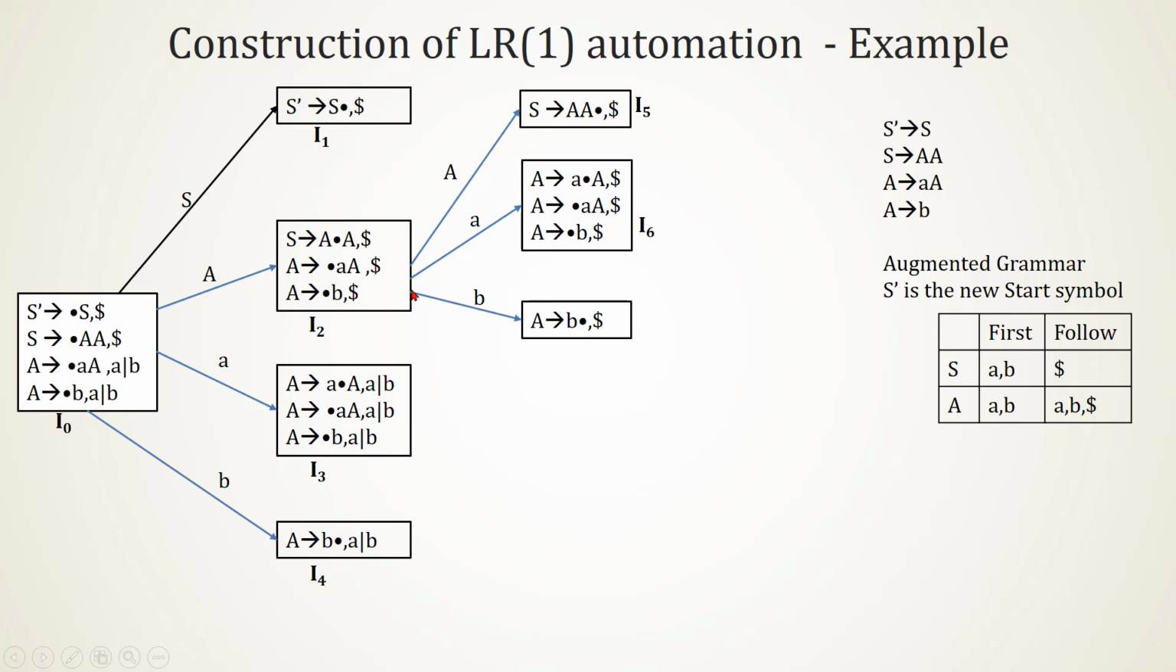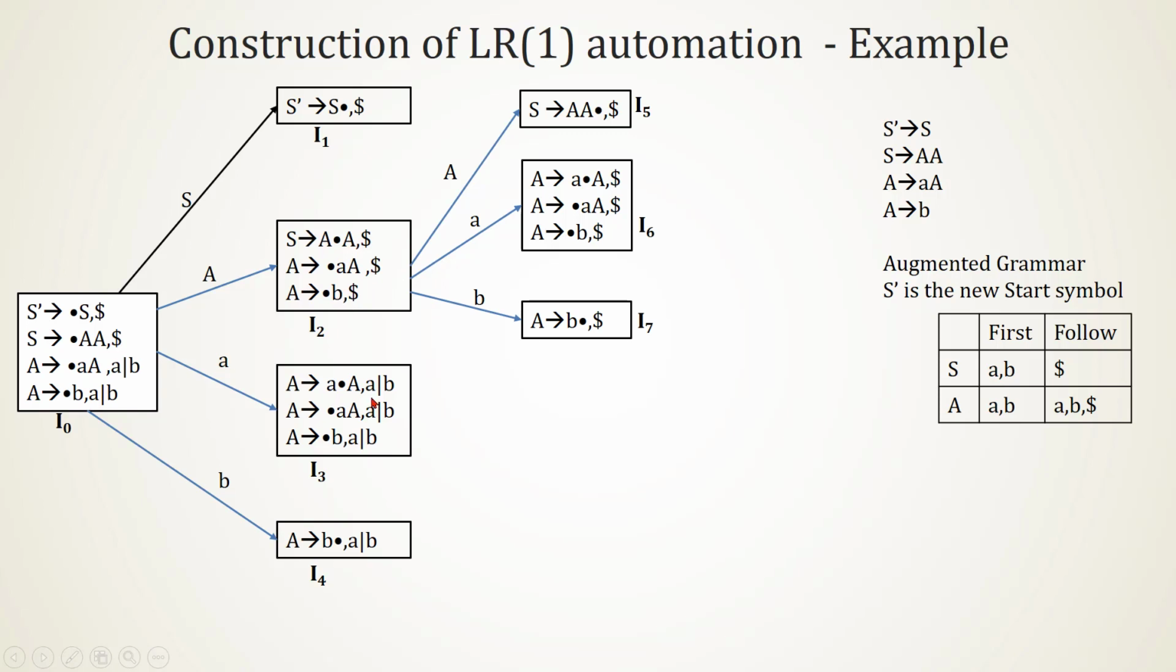In the earlier case, we drew a directed line from I2 to I4 for A derives dot B. But here the look aheads are different. Here it is dollar, there it is A or B. I will number this item as I7. No more transitions are possible from I2.